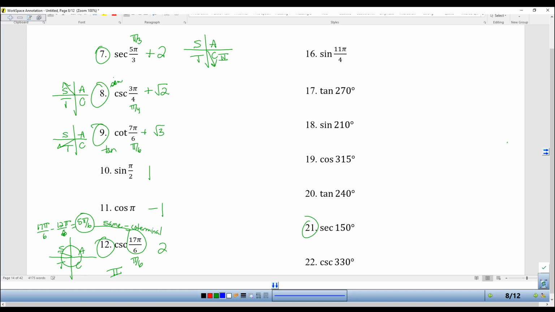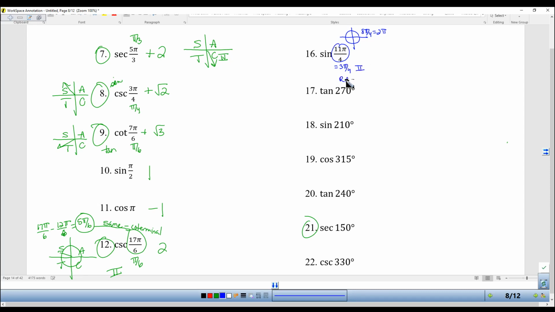Number 16, 11 pi fourths. Again, this is coterminal because all the way around is 8 pi fourths, or 2 pi. So if I go all the way around, that fills up 8 pi fourths. I still have how much left? 3 pi fourths. So this is equal to 3 pi fourths, which is in quadrant 2.